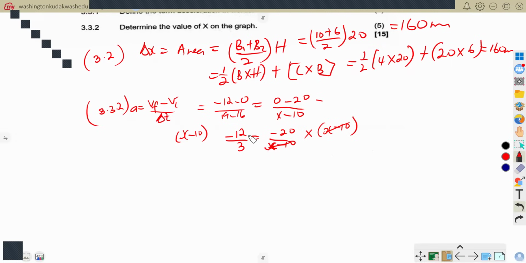If I say negative 12 divided by 3 is negative 4, I'll have x minus 10 times negative 4 being equal to negative 20. So I can divide throughout by negative 4. I divide by negative 4, divide by negative 4. These cancel out. This side, I'm left with 5, and this side, I'm left with x minus 10. So my x would be equal to 10 plus 5. That is just 15, so this would be equal to 15 seconds.